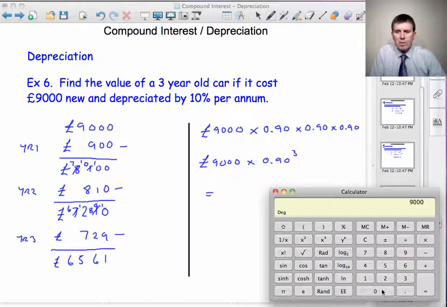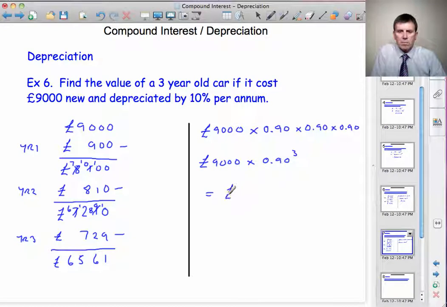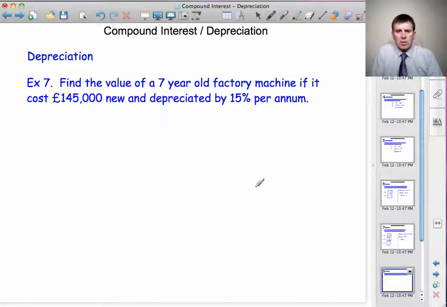£9,000 multiplied by 0.90 to the power 3. Answer, £6,561. And that concludes example 6. Now the last 2 examples we'll just do by calculator.